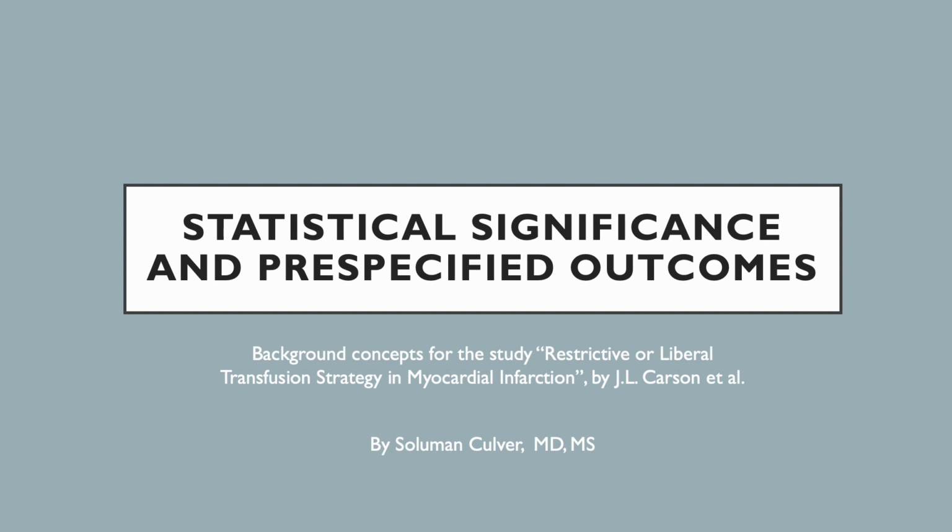This is Solomon Culver. I'm a hospitalist at Ohio State University, and this is the first of a series of lectures that are leading up to an analysis of the paper Restrictive or Liberal Transfusion Strategy in Myocardial Infarction by JL Carson. This is a New England Journal article that is just a really great opportunity to review concepts from evidence-based medicine and hopefully learn a few new ones as well. The name of this lecture is Statistical Significance and Prespecified Outcomes.